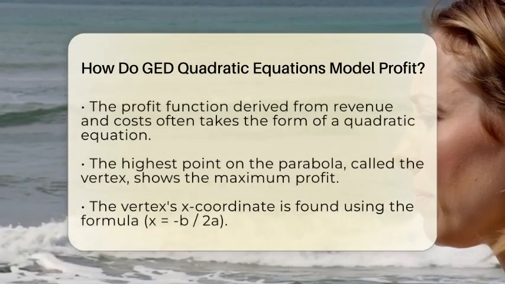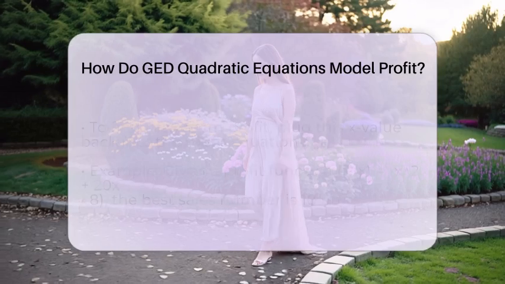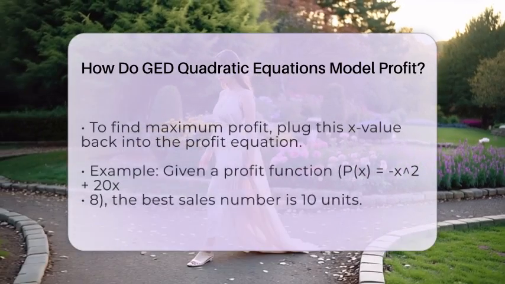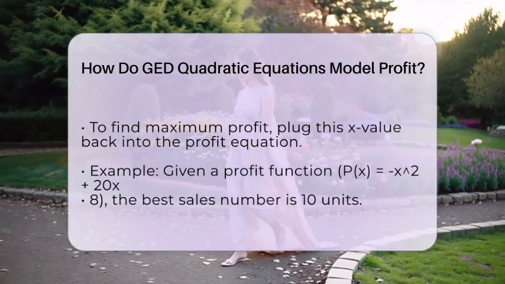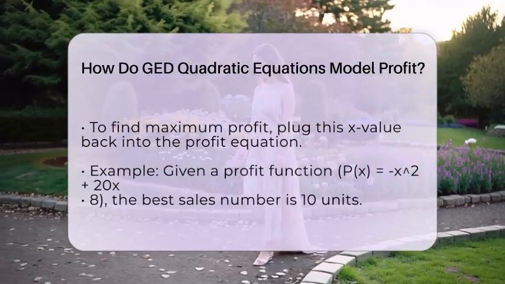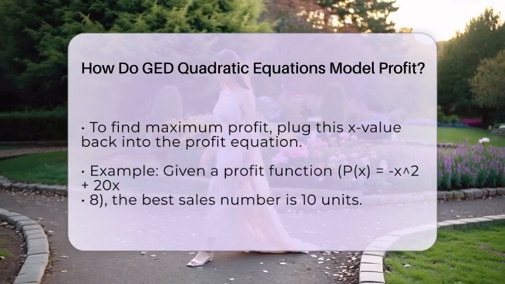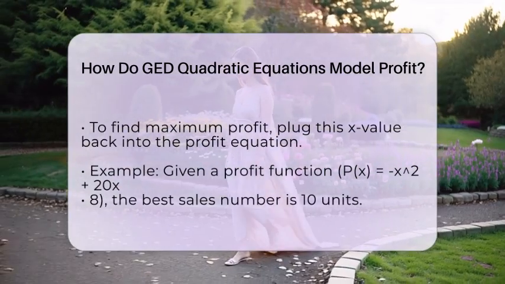The formula to find this point is x = -b/2a. Once you find this x, you plug it back into the profit equation to see what the maximum profit will be. For example, suppose your profit function is P(x) = -x² + 20x - 8. Here, a is -1, b is 20, and c is -8.